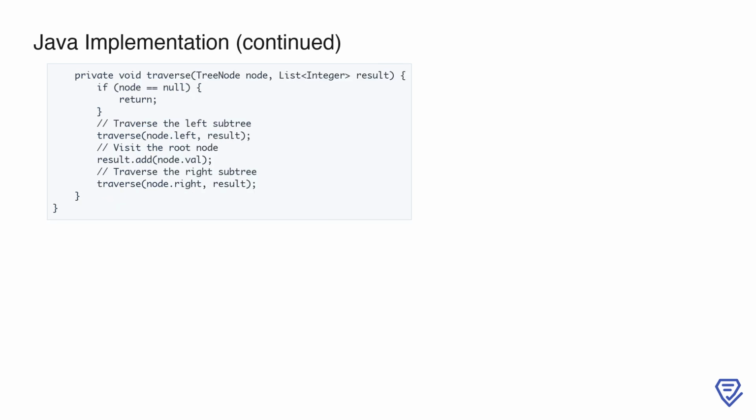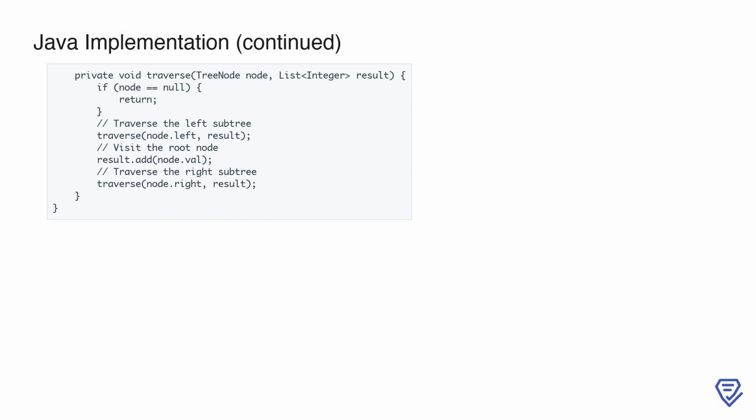The traverse method is a recursive helper function that performs the actual inorder traversal. First, it checks if the current node is null. If so, it simply returns, as there's nothing to process. Otherwise, it recursively traverses the left subtree by calling itself with the left child of the current node. Once the left subtree is processed, it adds the value of the current node to the result list, representing the visit step in the inorder traversal. Finally, it recursively traverses the right subtree by calling itself with the right child of the current node. This recursive approach ensures that the nodes are visited in the correct left, root, right order, and the result list is updated accordingly.